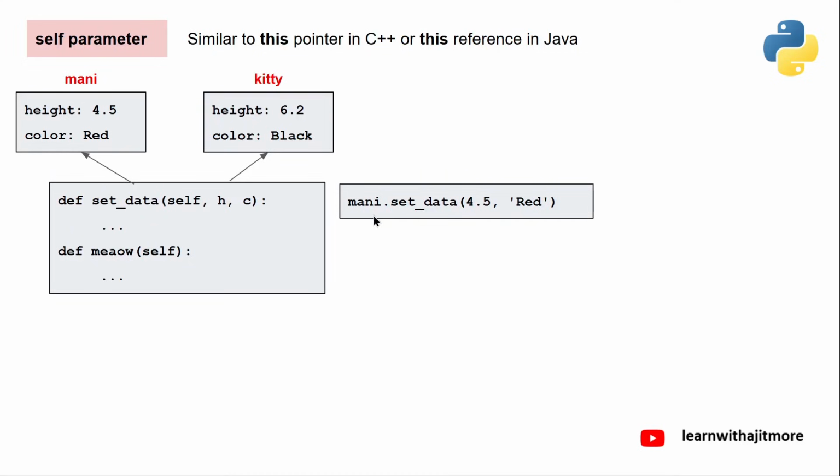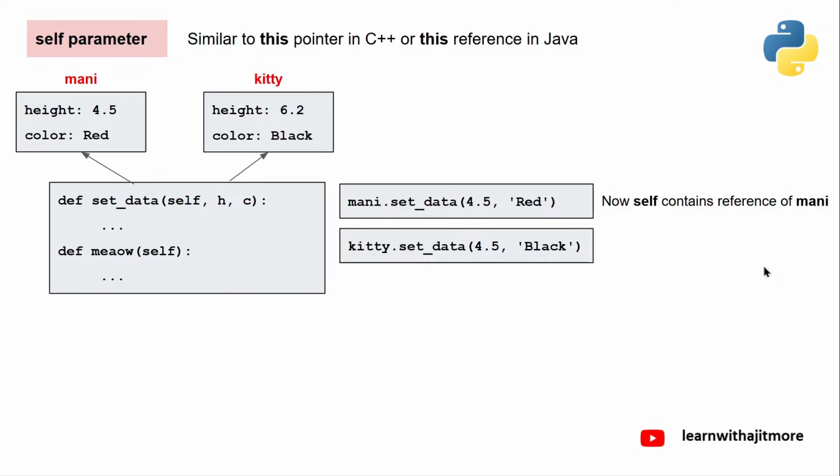See, when you write money.set_data, internally Money is passed as a hidden argument. These two things are shifted and Money comes here, so ultimately they become three arguments. And this Money hidden argument comes into self. Right? Now self contains the reference of Money. And now if you call set_data in whose context? Kitty's. So in this case, self will contain Kitty's reference. I hope you got it.